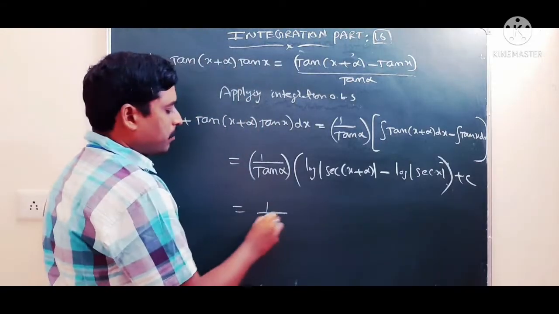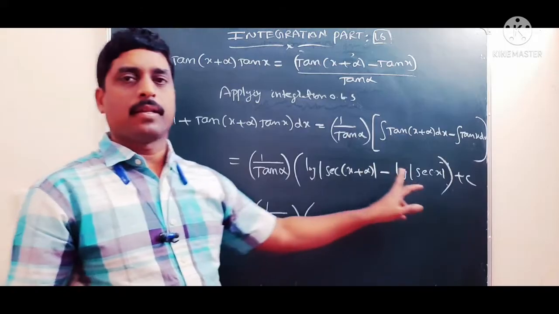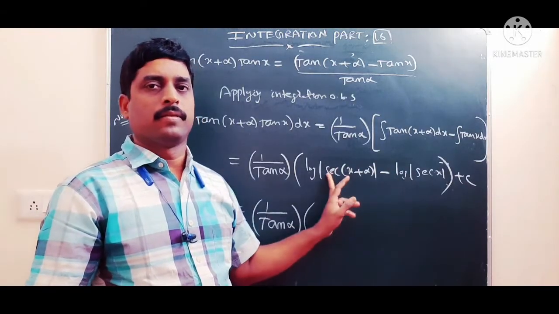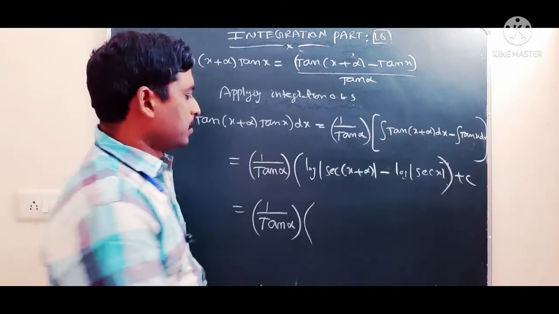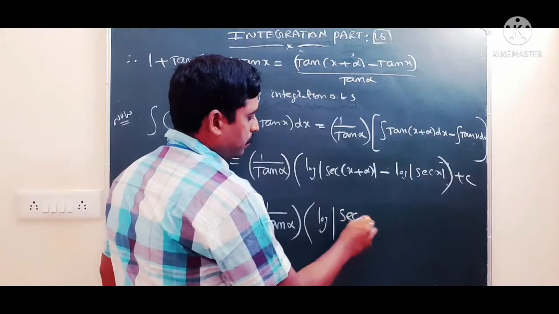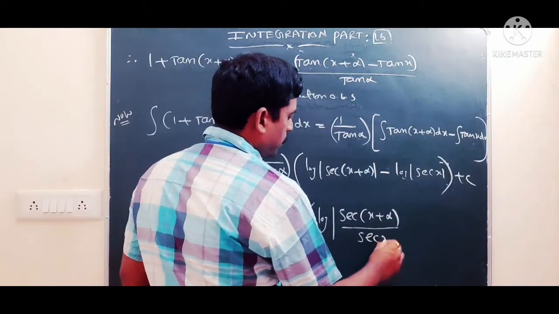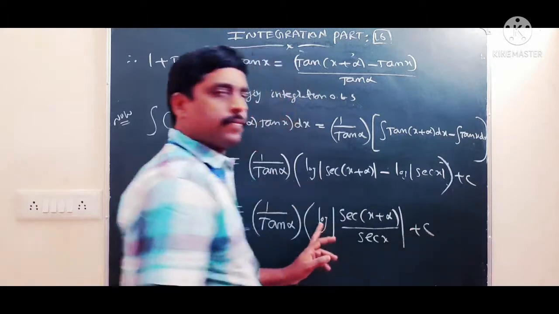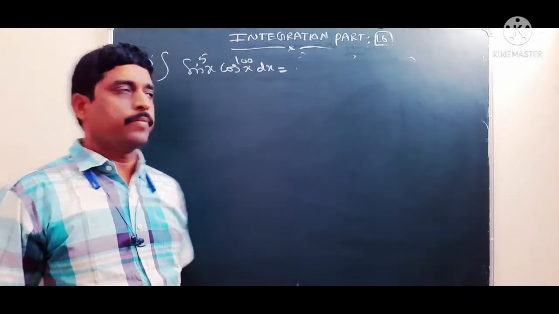So 1 by tan alpha into, this will be log A minus log B. Log A minus log B, we have log A by B. So log of A by B. This is the final answer. Let us go to the next problem.